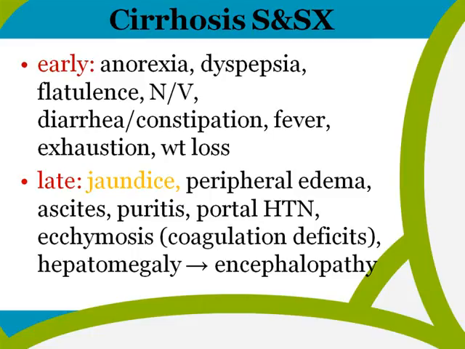Pruritus is itchy, scratchy skin. That's the body trying to rid the waste through the skin, and it's going to cause itching and scratching of the skin. Portal hypertension is hypertension of the portal vein, and we'll talk more about it in just a minute. Ecchymosis is bruising, superficial bruising, and this is going to be secondary to coagulation deficits. And we also are going to have hepatomegaly, or an enlarged liver, which ultimately all this leads to encephalopathy. And we're going to break down each of those and talk about why they are occurring.